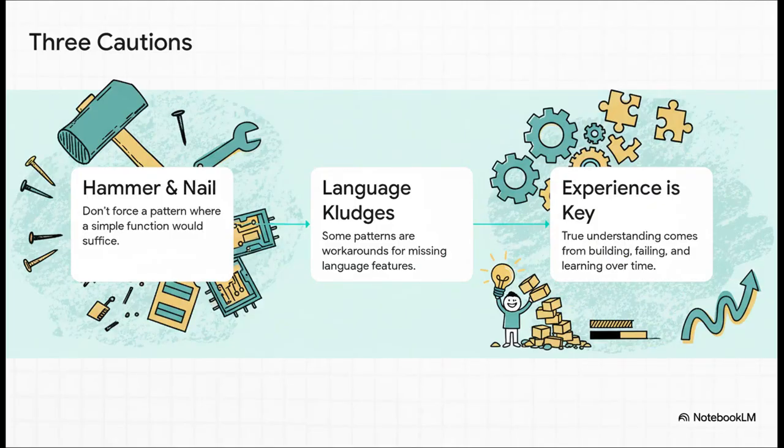All right, now for the words of warning. First, you got to avoid the hammer and nail problem. When you learn a cool new pattern, suddenly everything looks like a place to use it. But sometimes, you know what? A simple function is still the best answer. Second, you have to realize that some of these classic patterns are really just clever hacks for features that were missing in older languages. A modern language might give you a much cleaner way to do it.